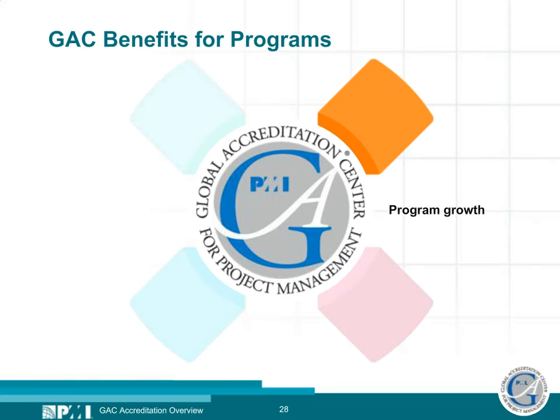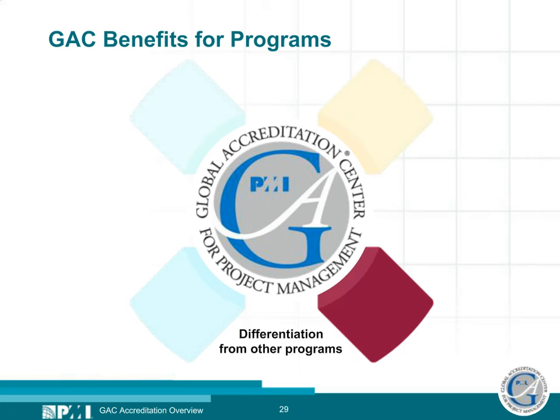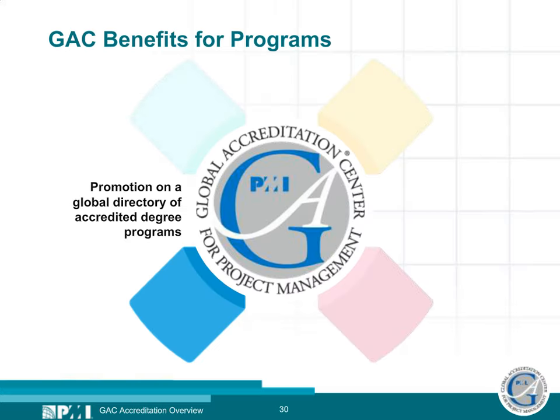GAC accredited programs report a steady growth in the student body and the number of full-time and adjunct faculty. These program directors also stated that GAC accreditation differentiated them from other programs. Faculty and administrators noted that GAC accreditation gave them an advantage over other non-accredited programs. And additionally, GAC maintains a global directory of its accredited programs that serves as a key resource for students seeking project management degree programs.